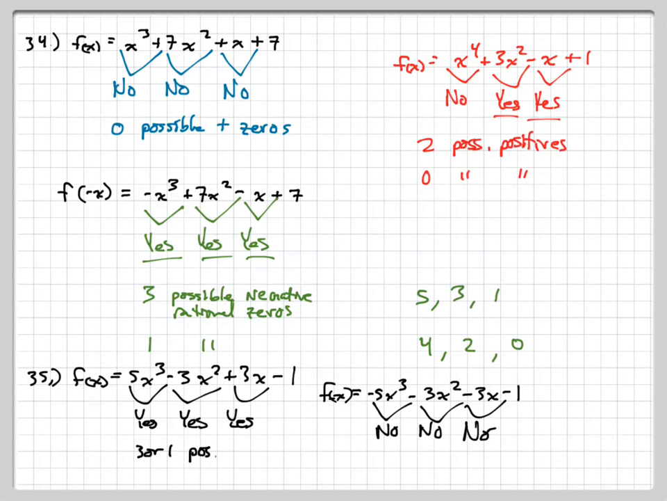Okay, now to find out the negatives, you have to take the same function and plug in a negative x. So when I plug in a negative x for this one, I'm going to get x to the 4th plus 3x squared plus x. It was minus, but when I plug in a negative x, it becomes plus. So this one, because there's no sign changes, there's going to be no possible negative rational zeros. Does that make sense?